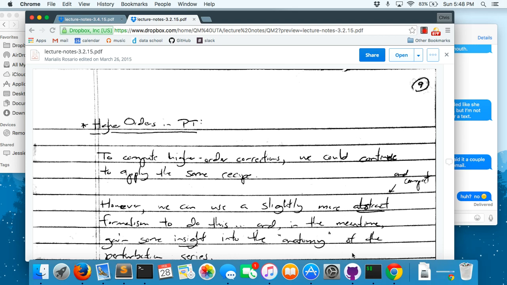Hey guys, welcome back to quantum mechanics. So we've been talking about time-dependent perturbation theory. In our first lecture, we focused on a standard approach to computing transition amplitudes, or transition probabilities, which are the main things that you try to look at when you're doing time-dependent perturbation theory.